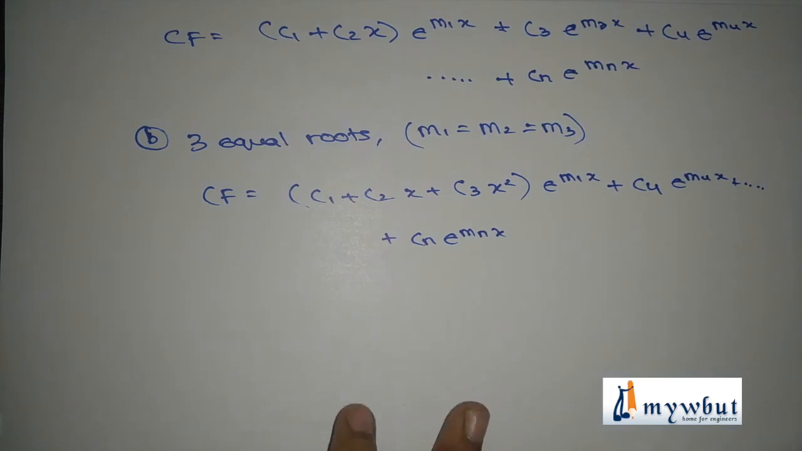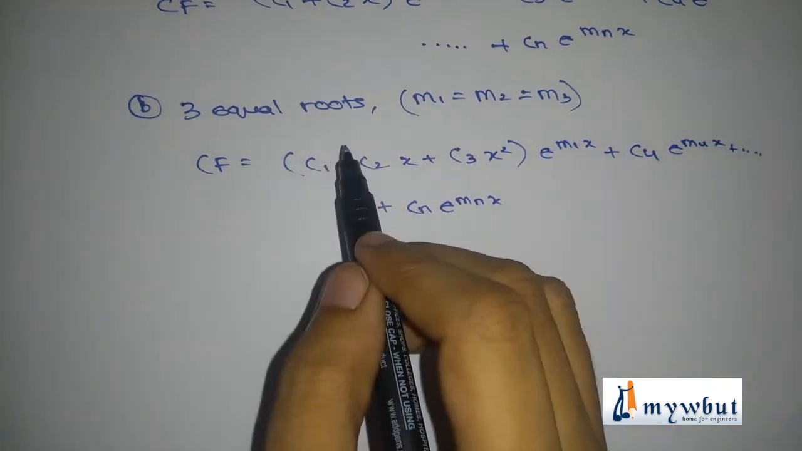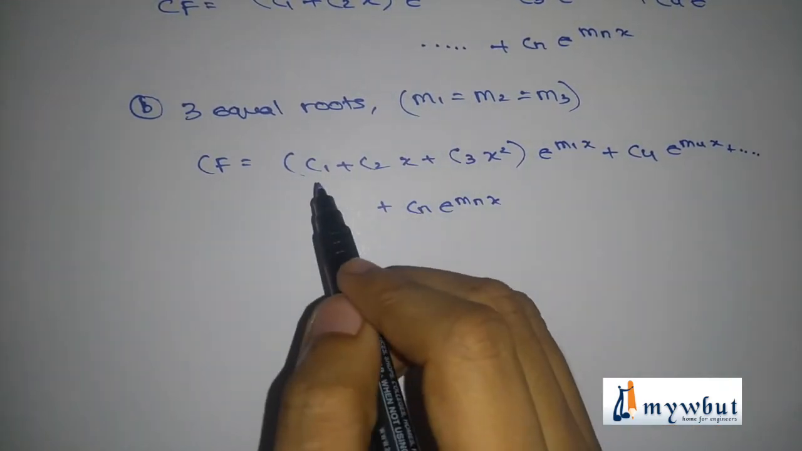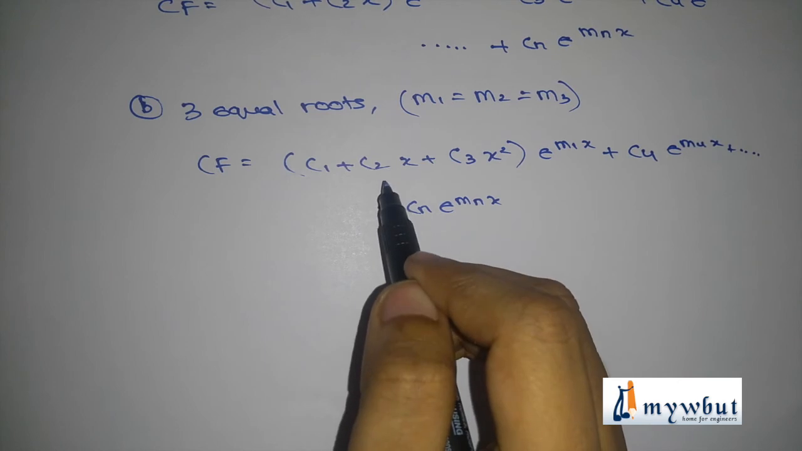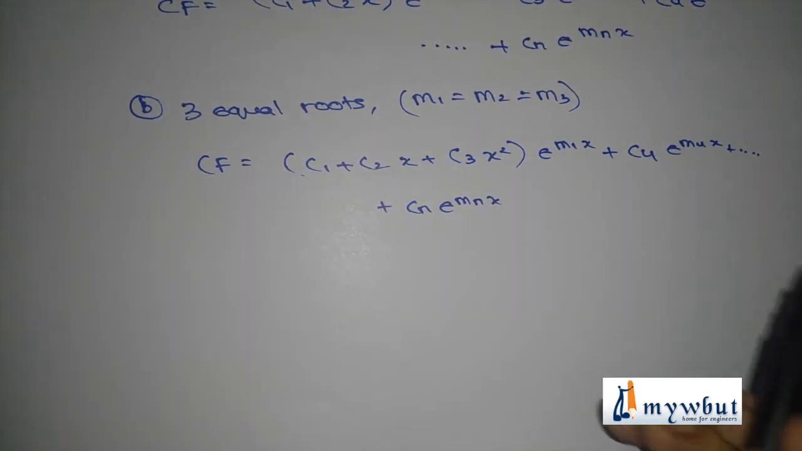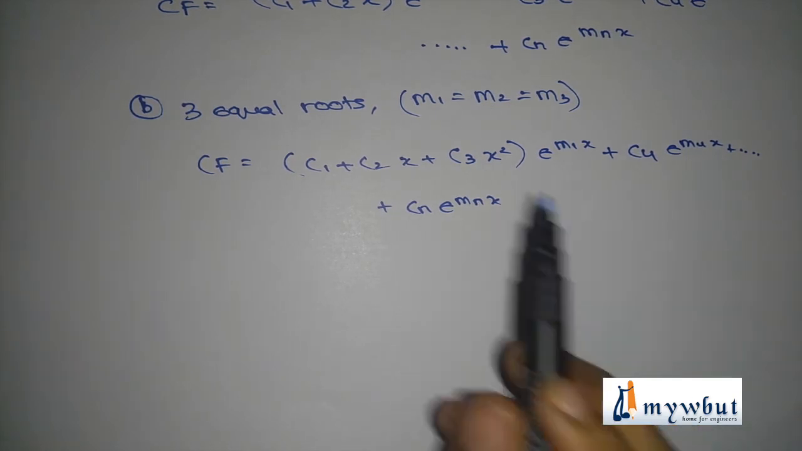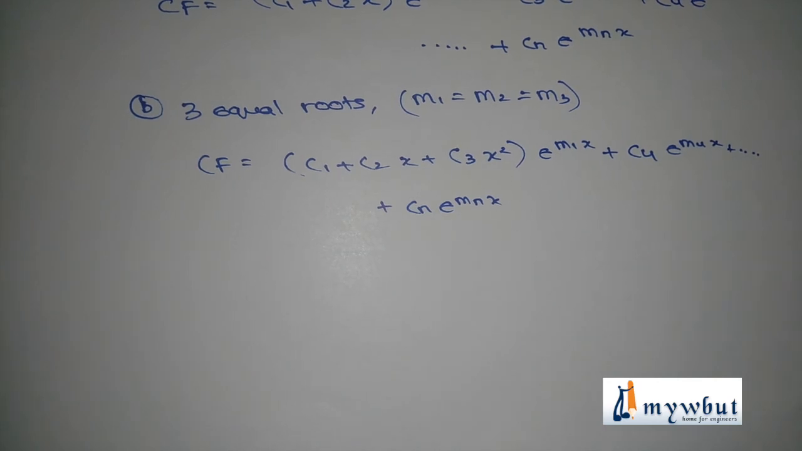So we have now found out the cases, and others would be in a similar manner. For example, if there are four equal roots, it would be C1 plus C2x plus C3x square plus C4x cube, e to the power m1x according to your wish, m1, m2, m3, m4. So similarly, we can find out a complementary function when the roots are real and equal.